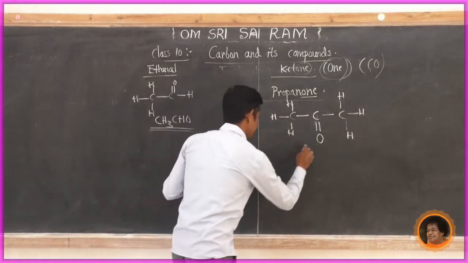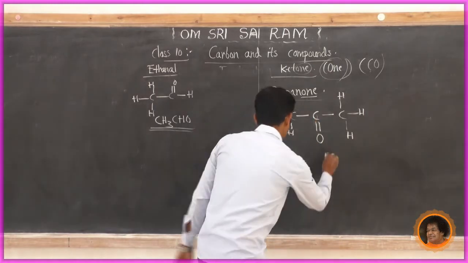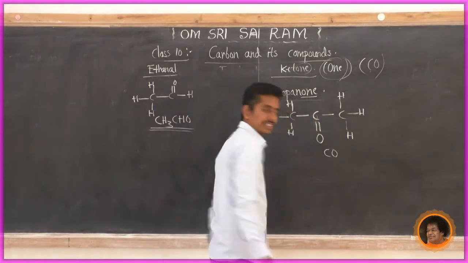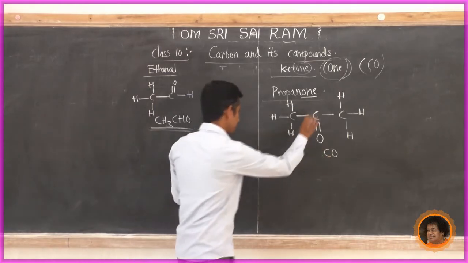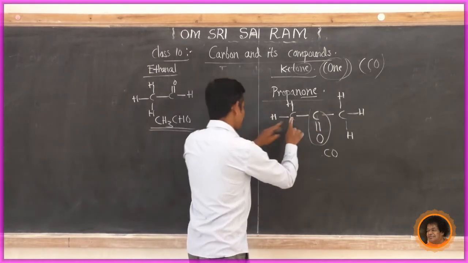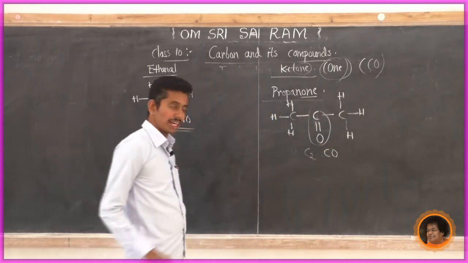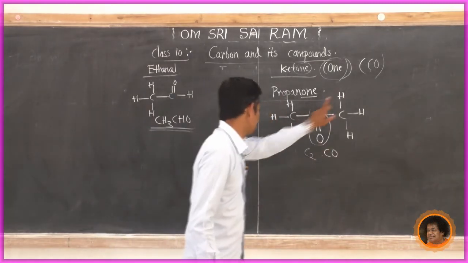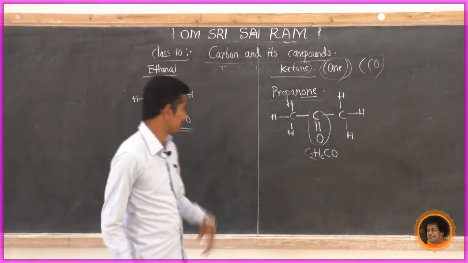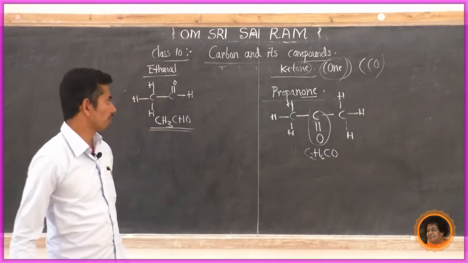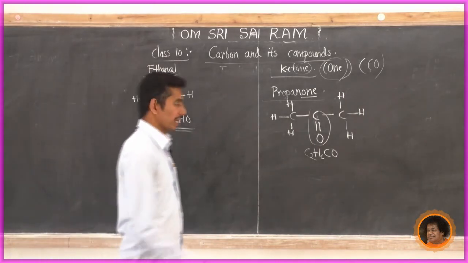Then write its molecular formula. First write the functional group. CO is the functional group of ketone. So write CO. After that, this part is over. How many carbons are left? 1, 2. So C2. Then how many hydrogens? 1, 2, 3, 4, 5, 6. So C2H6CO is the molecular formula of propanone.